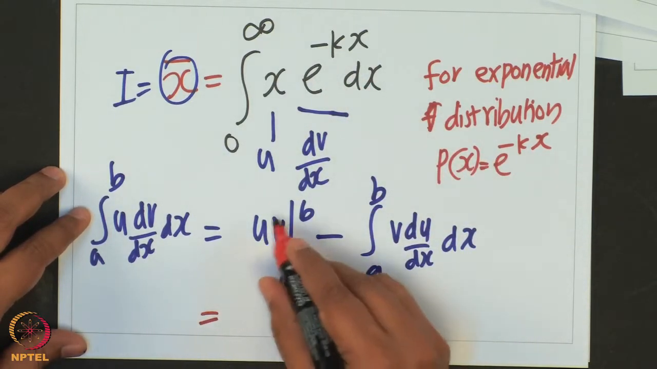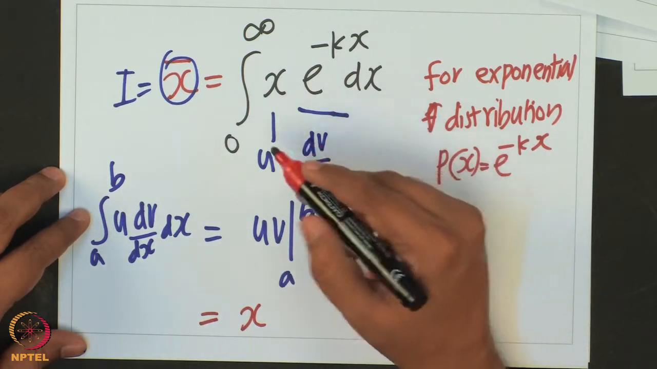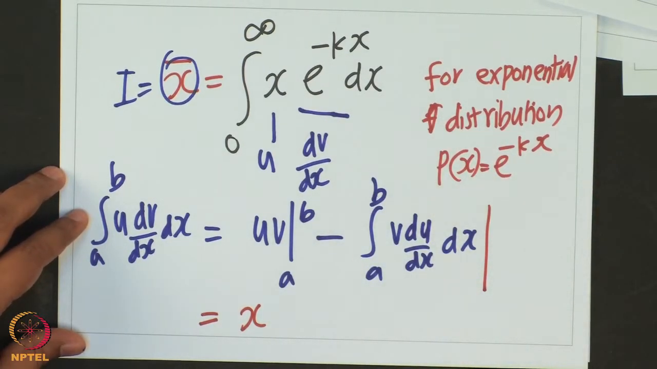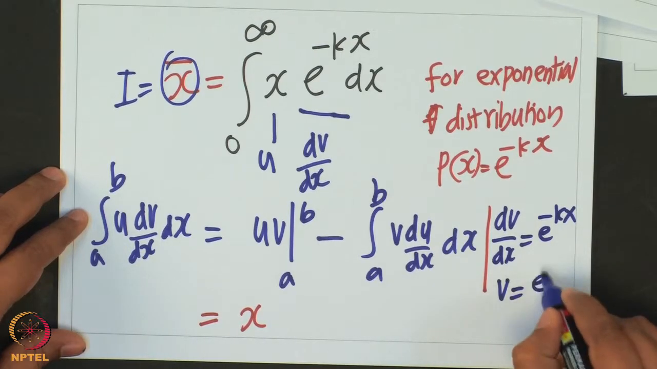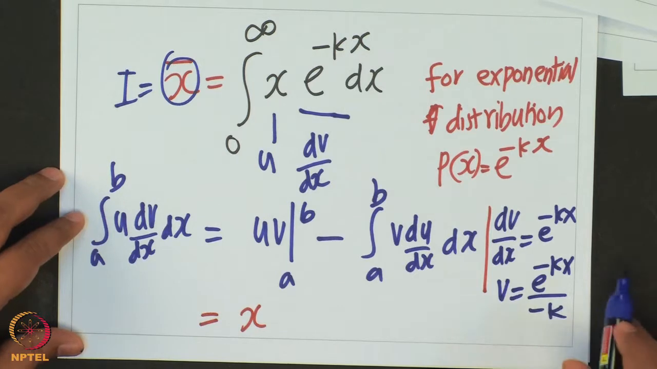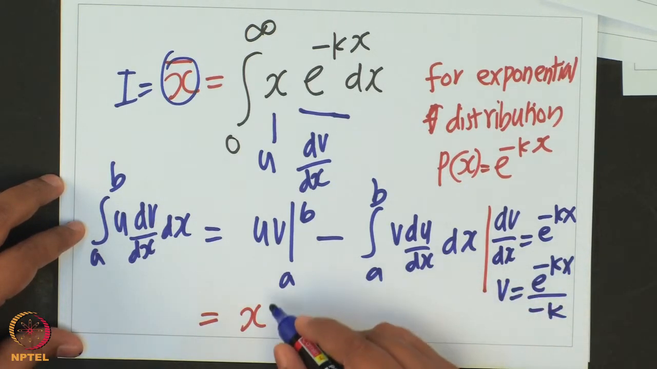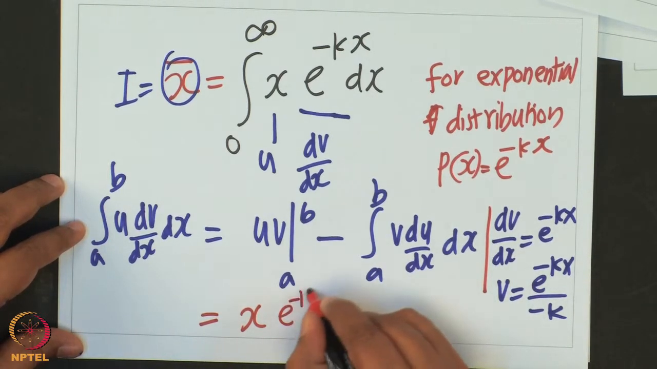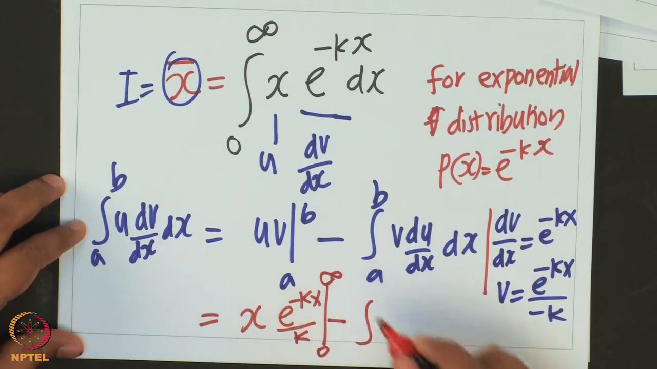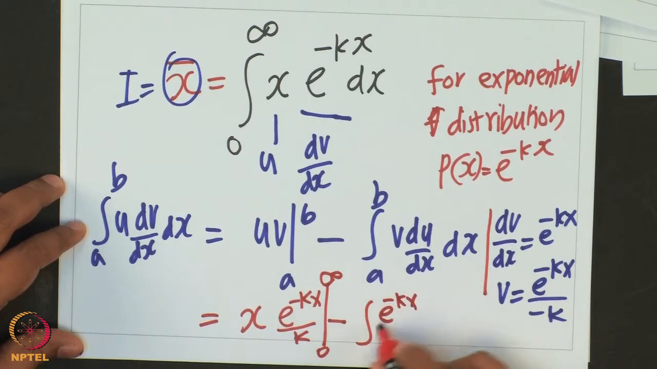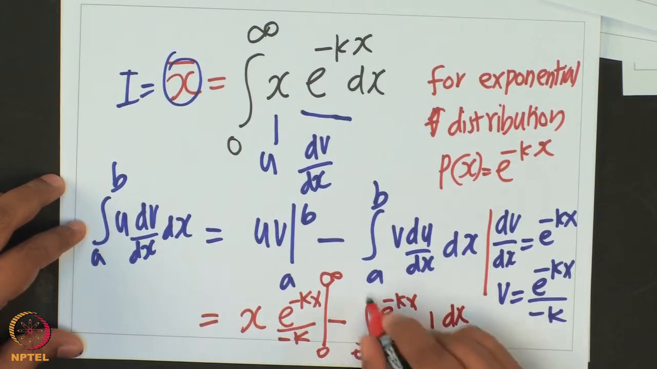So this would mean that the first term is x, u itself. What is v? v is nothing but, if dv by dx is equal to e power minus kx, v is the integral of this, which is e power minus kx divided by minus k. That is my v. So x times e power minus kx divided by minus k, in the limit 0 to infinity, minus the integral of v, which is e power minus kx divided by minus k, times du by dx, which is 1, dx from 0 to infinity. If I do this, I would get the answer.